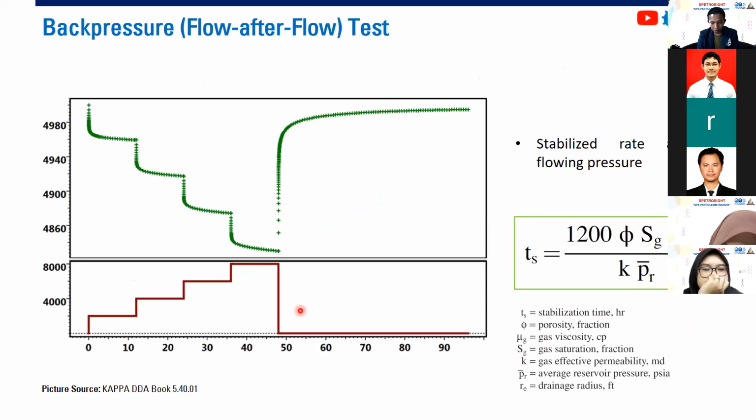Okay, there are three types of tests you can do. First, back pressure or flow-after-flow test. So first you open the first choke, choke 1. On the upper chart is the pressure, and the lower chart is the flow rate. For the first choke, we have flow rate 1, and then we measure the bottom hole pressure with our pressure gauge. And then increase the choke again.